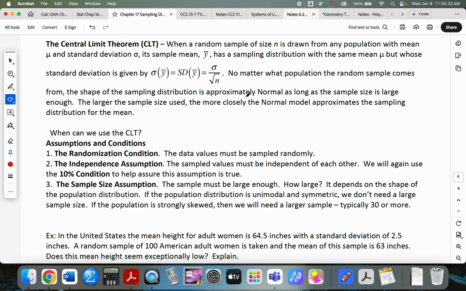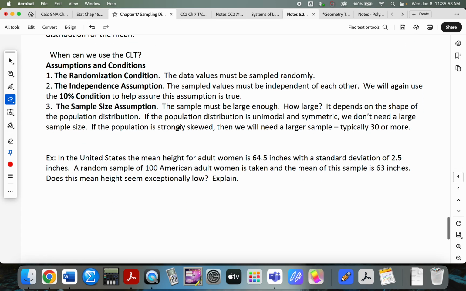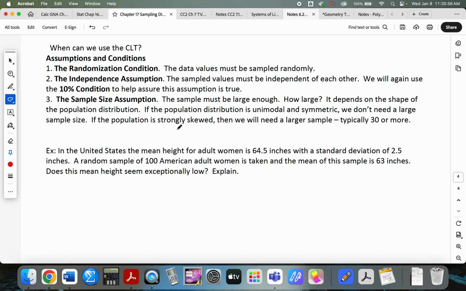Okay? So no matter what population the random sample comes from, the shape of the sampling distribution is approximately normal as long as the sample size is large enough. The larger the sample size used, the more closely the normal model approximates the sampling distribution. All right, so when can we use this? Well, the data values have to be sampled randomly. That's always something that we assume. The sampled values must be independent of each other, and this is where you can't have too many, so we'll again use the 10% condition.